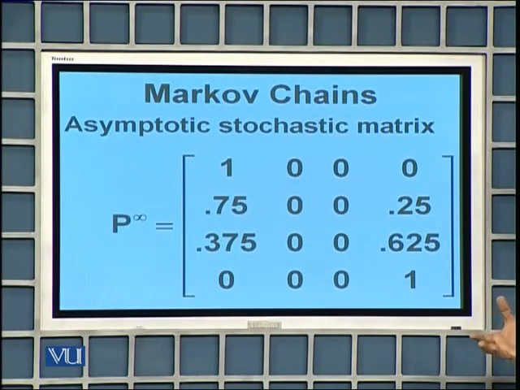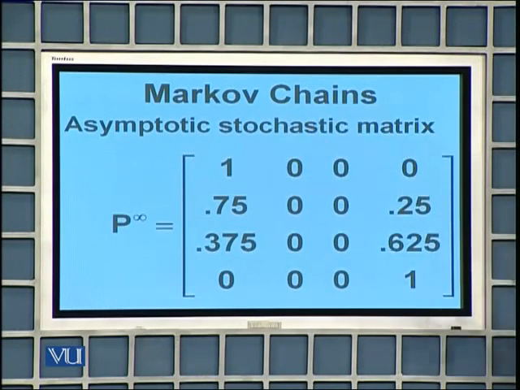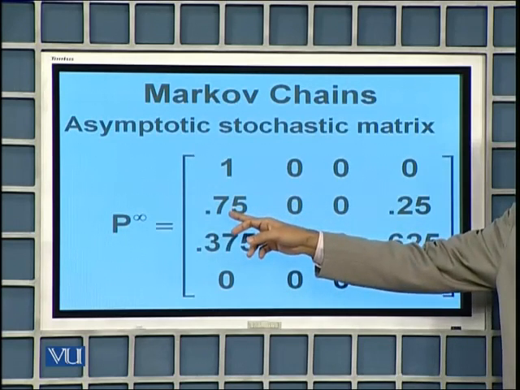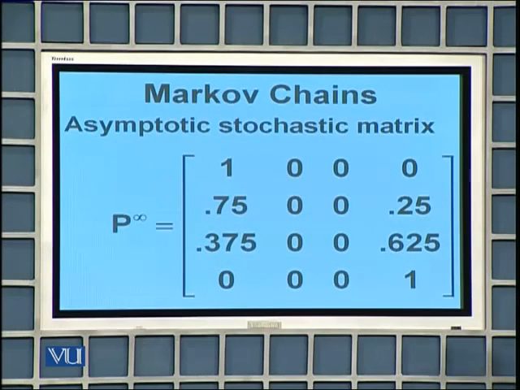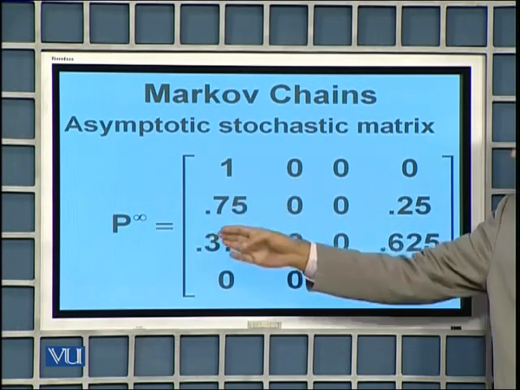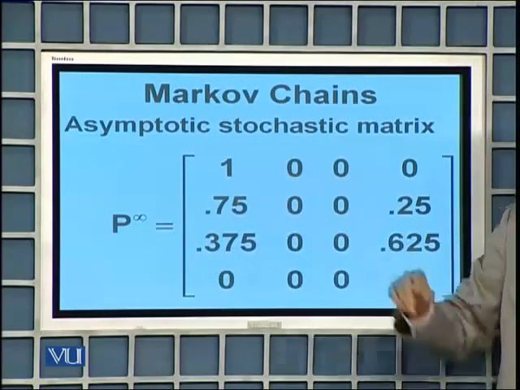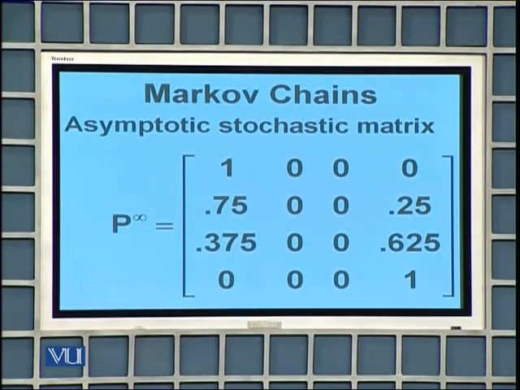But if you start with an initial probability distribution of 0, 1, 0, 0, that is, you start in state 1, you are going to end up with a long-term stationary probability distribution of 0.75, 0, 0, and 0.25. If you start from state 1, the chances are that in the long run, you will be in state 0, the neighboring state, with 75% probability, and in state 3, the farthest absorbing state, with probability 0.25.